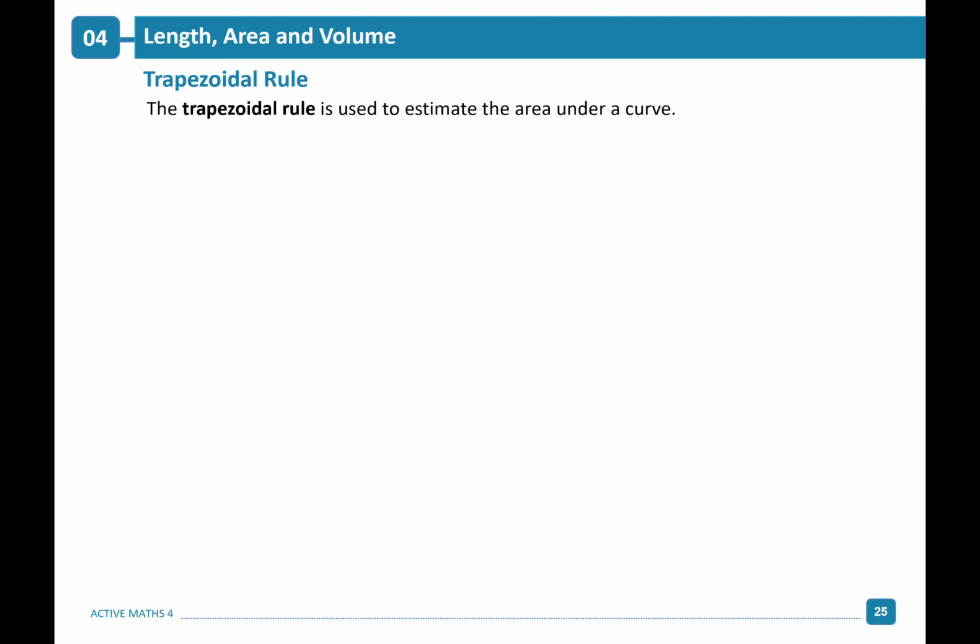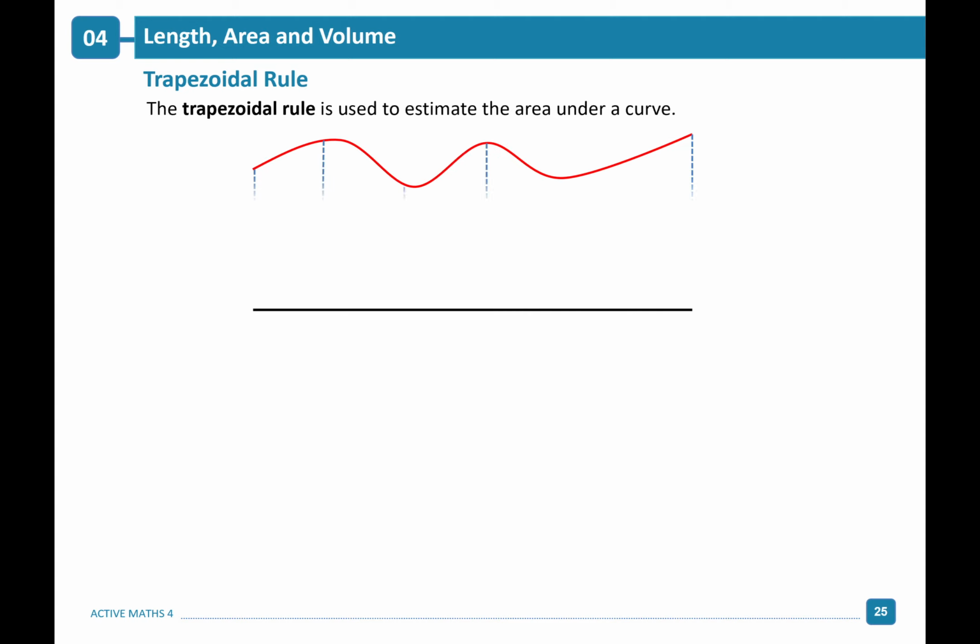This is a rule used to estimate the area under the curve. So let's just have a look at our area under the curve here. We want to find the area under this curve. So what we do is we split it into segments that have equal width, which we call h, and the heights are given by y1, y2, y3. Our final height there we call yn.